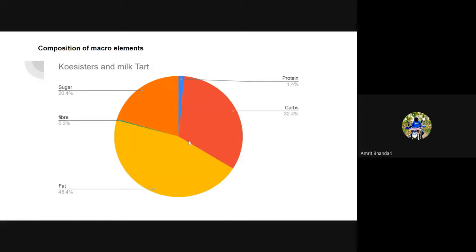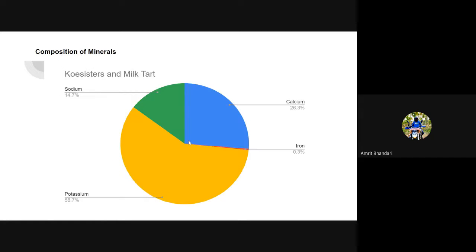Finally, we found the different nutrient values through Google sources, and here is the composition of macro elements of quick sisters and milk tart. The sugar content is 20.4%, carb content 30.4%, fat content 45.4%, protein content 1.4%, and fiber content 0.3%. Comparing the highest and lowest content levels, the fat percent is totally high and the 5% is lower respectively. Next slide, please.